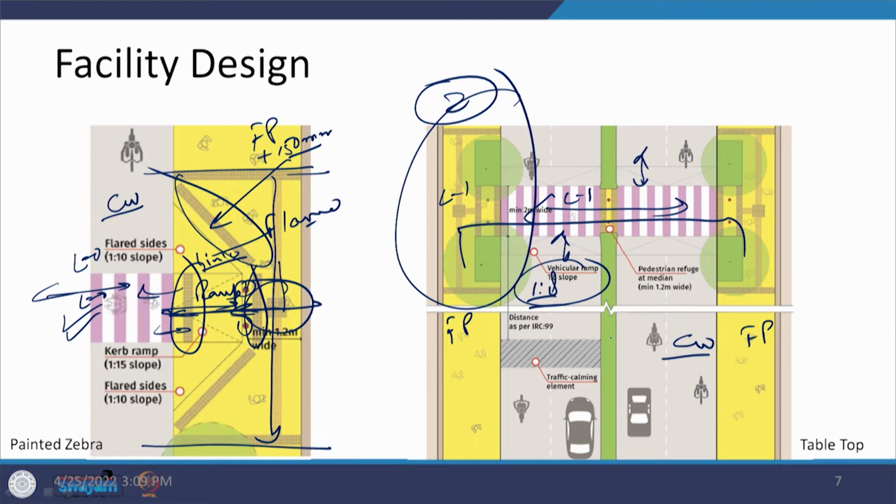And there is an element which is being placed here, which is a traffic calming element. When we say traffic calming element, here we are more interested in reducing the speed of the vehicles which are coming, so that when they come in this area and the pedestrians are crossing, that interaction should not be too hazardous. So, that is what we are trying to look at.